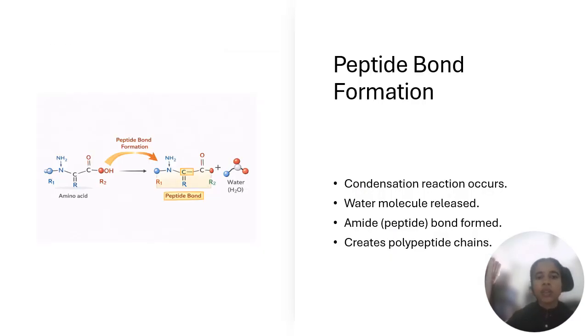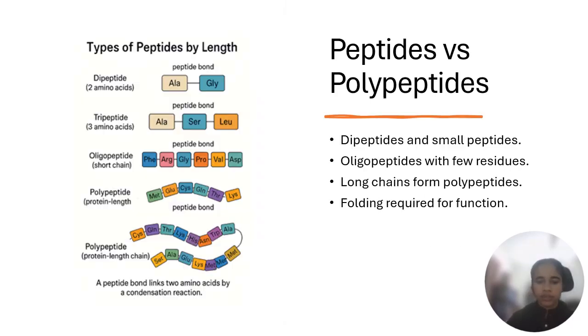Now let's see how amino acids join together. When two amino acids react, the amino group of one joins with the carboxyl group of another. During this process, one molecule of water is released. This is called a condensation reaction. The bond that is formed is called a peptide bond, also called an amide bond. By repeating this process again and again, amino acids form a long chain. This is how peptides and proteins are created.